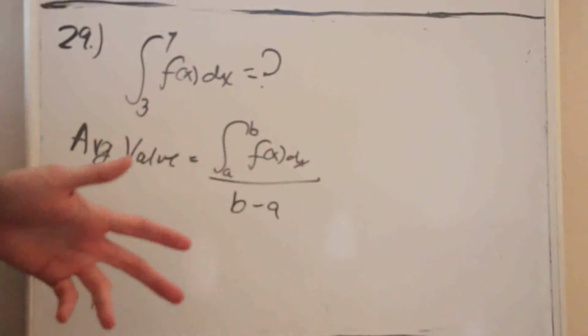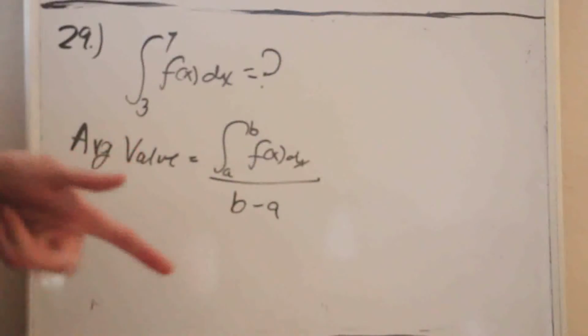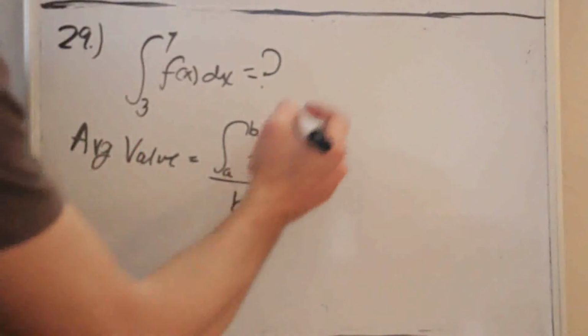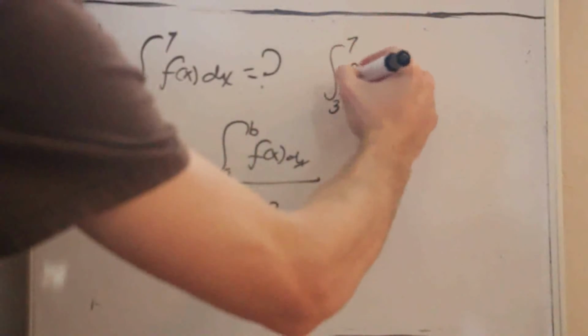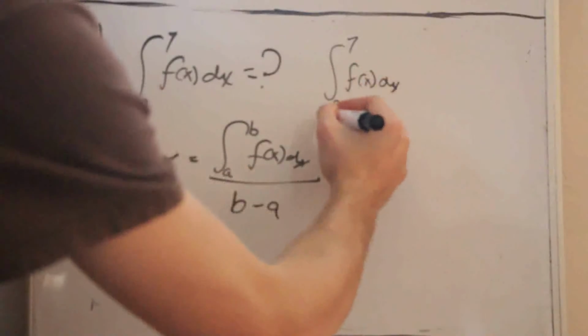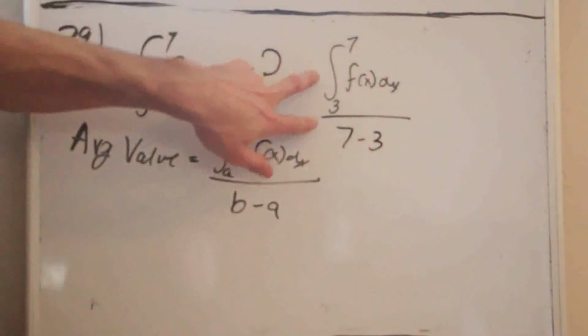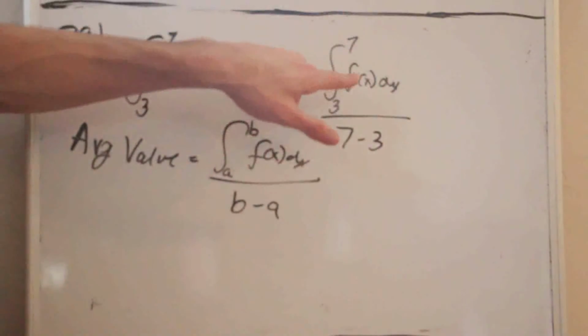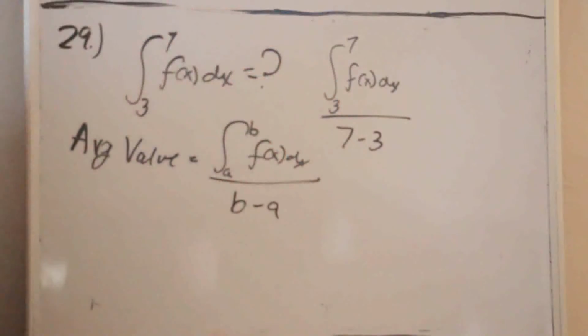So they're asking about the average value of f of x on the interval from 3 to 7, or they tell you that it's 12. So I know that the integral of f of x from 3 to 7 dx over 7 minus 3 is the average value of that function on the interval from 3 to 7.